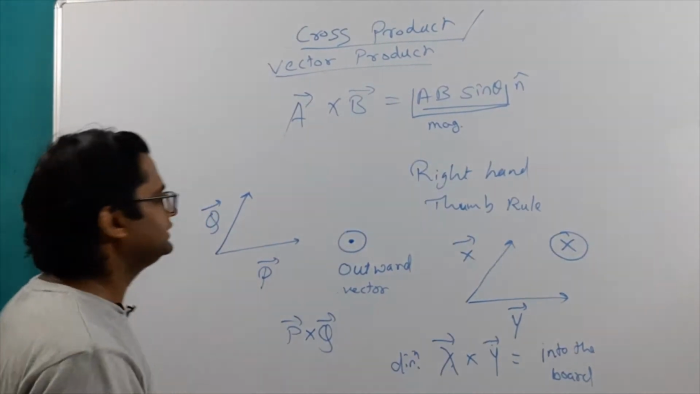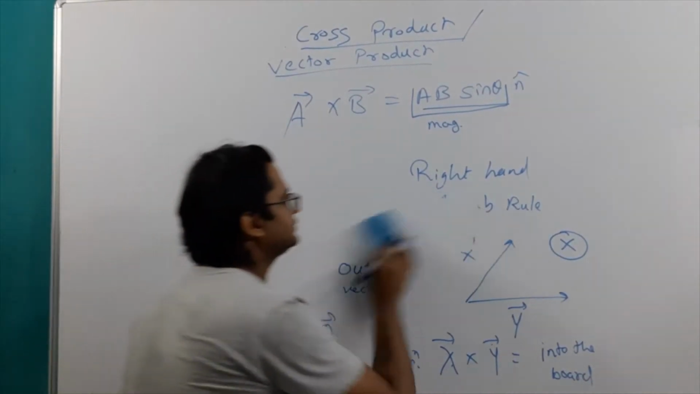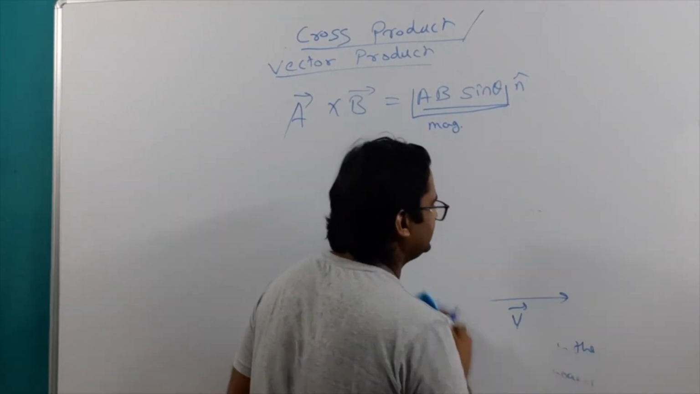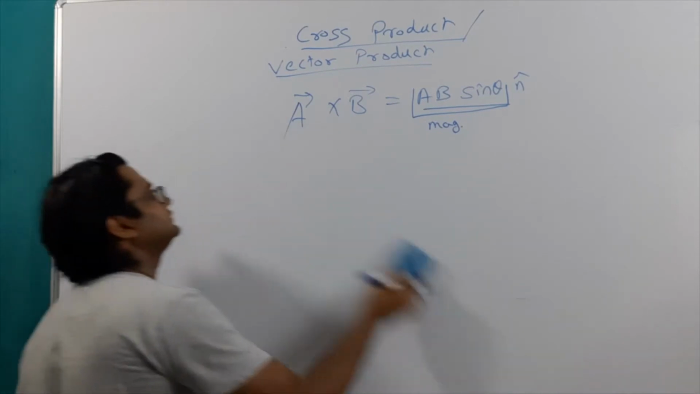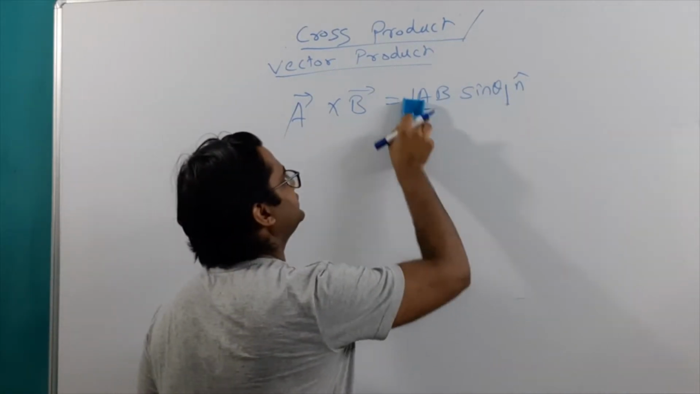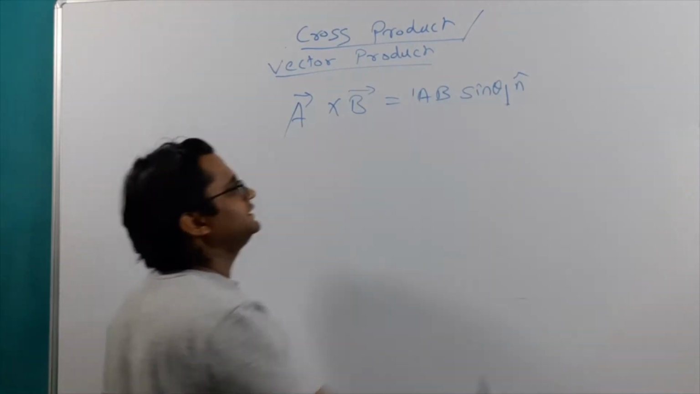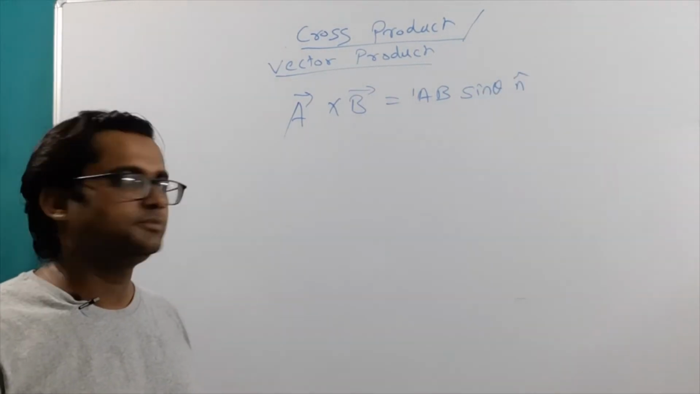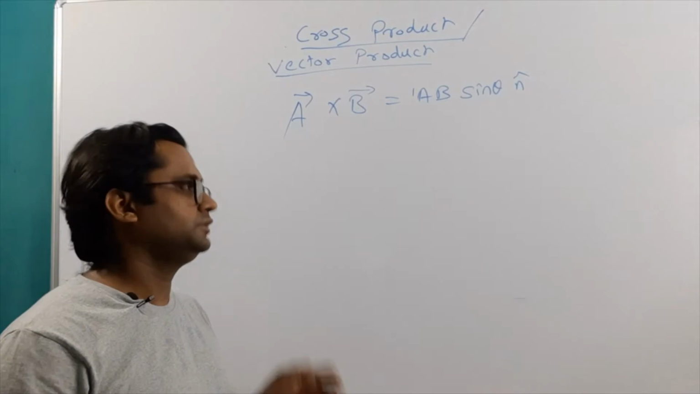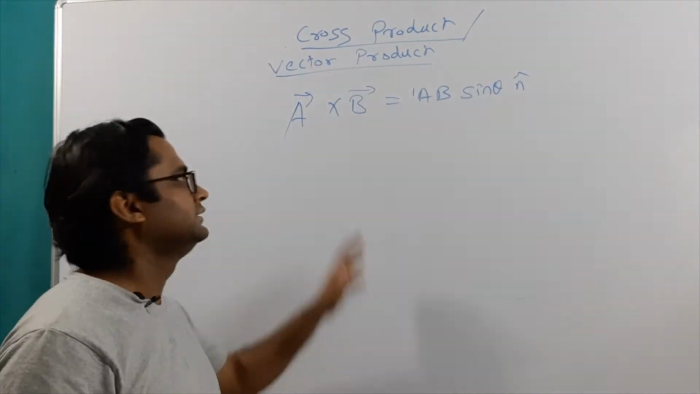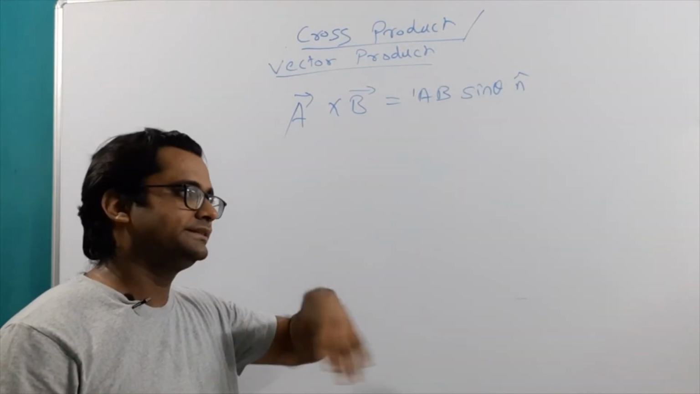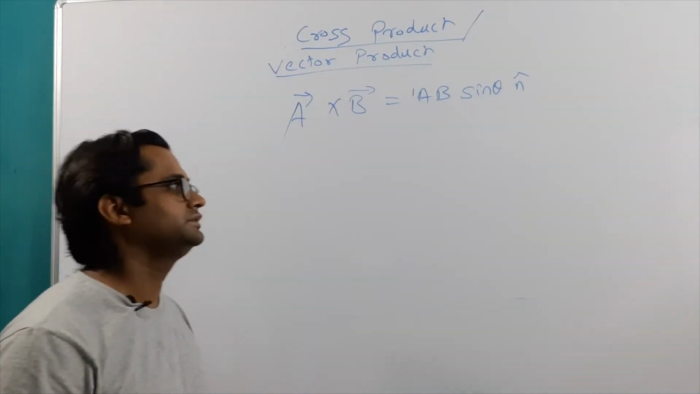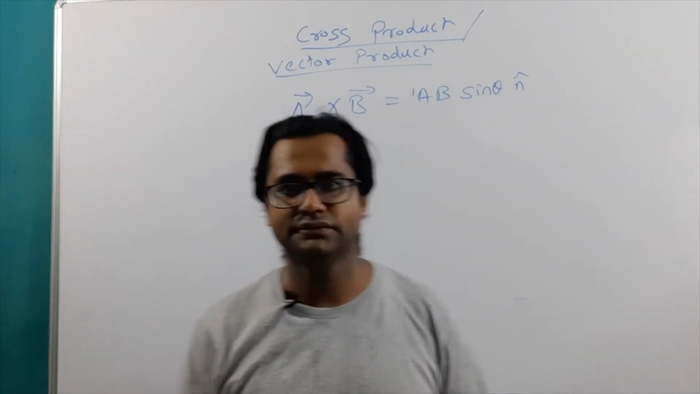Now let us consider the characteristics of this cross product. There are 5 to 6 characteristics in our book, so we'll consider each one by one. So this is how we represent and understand the cross product of two vectors. Remember that cross product and dot product are completely different kinds of products. When we do dot product, we get a scalar answer. When we do cross product, we get a vector answer.